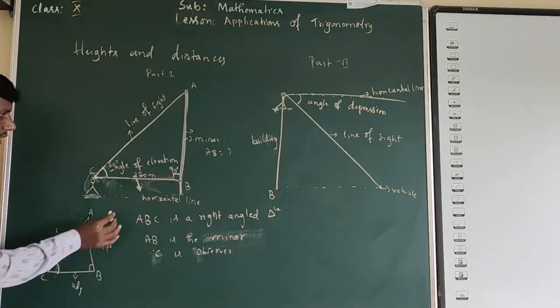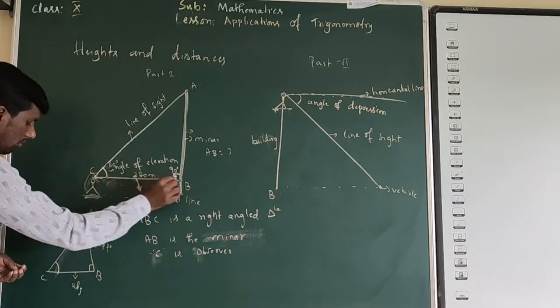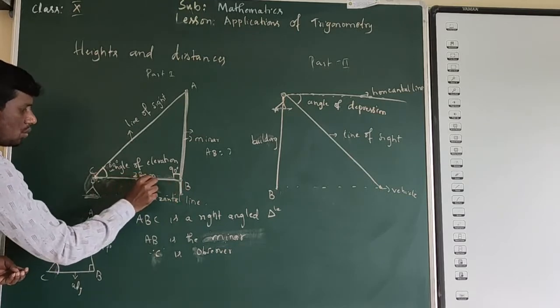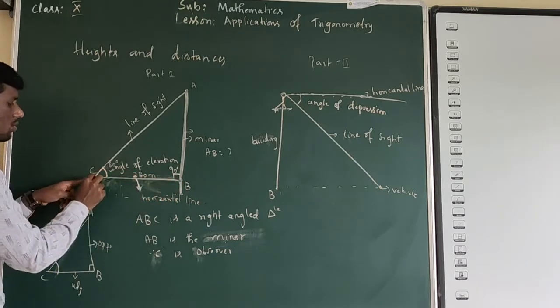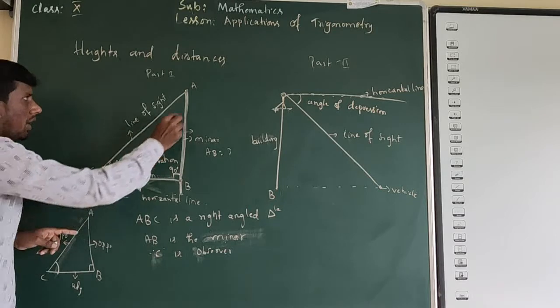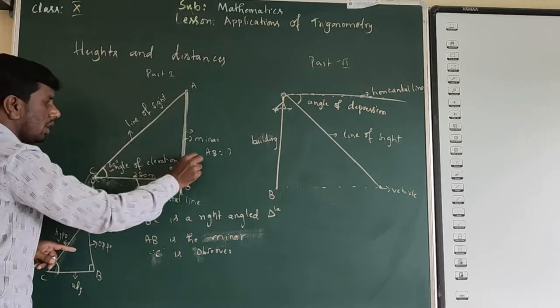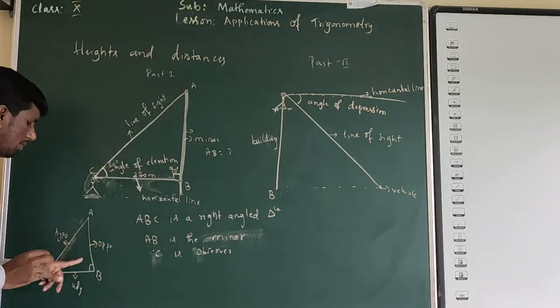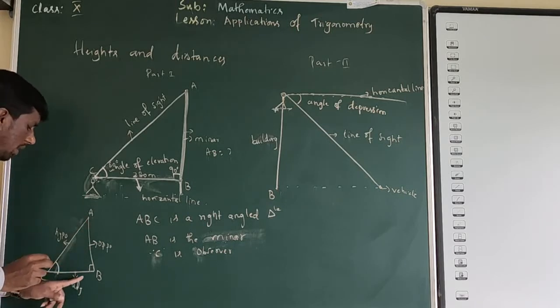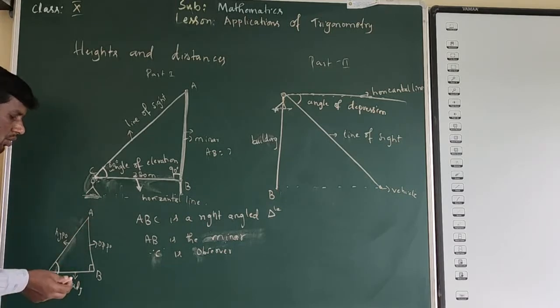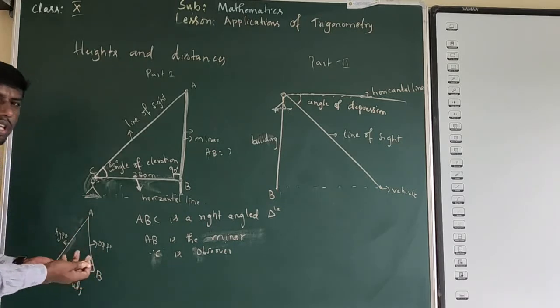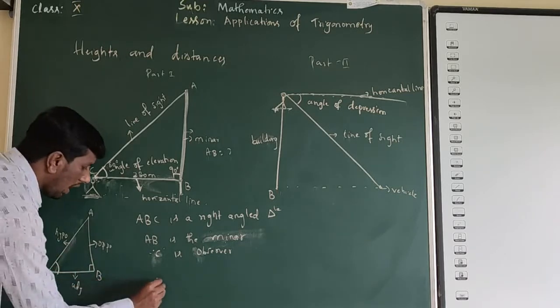So I know the adjacent BC, that is 280 meter, the distance of the observer to the foot of the minar, and I need to find out this AB. That involves opposite by adjacent, AB by BC. So we know that this is tan 60 degree.